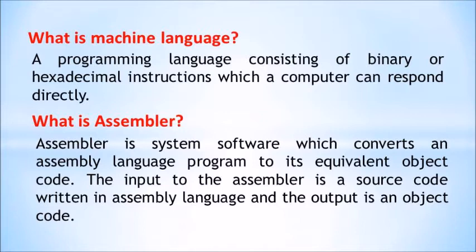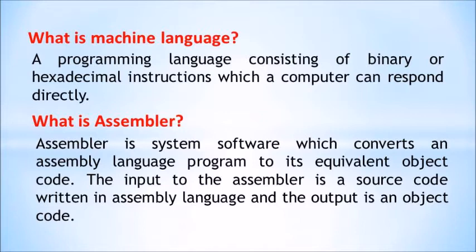So finally, we can say machine language is a programming language consisting of binary or hexadecimal instructions to which a computer can respond directly. Now second question, what is assembler? Assembler is system software which converts an assembly language program to its equivalent object code. The input to the assembler is a source code written in assembly language and the output is an object code.